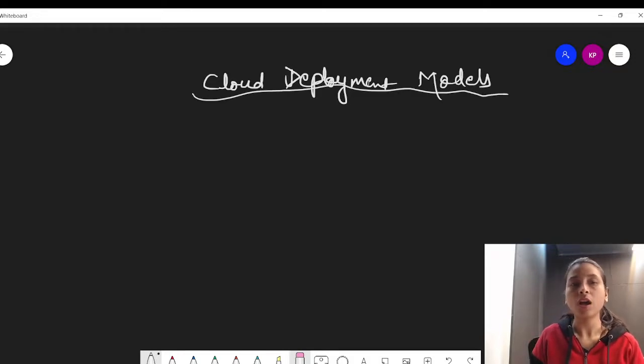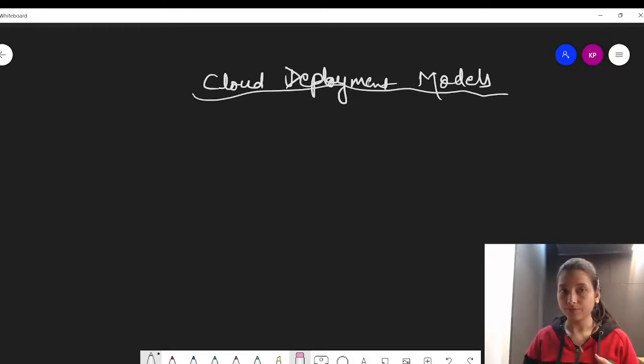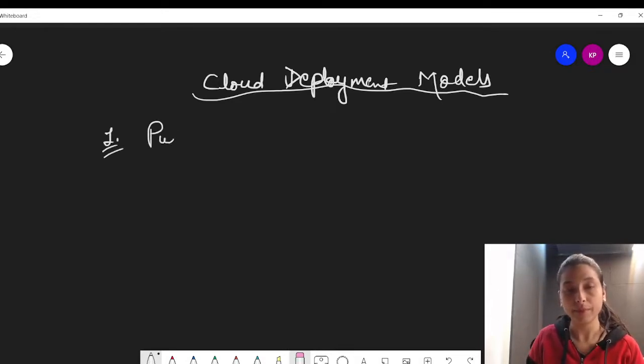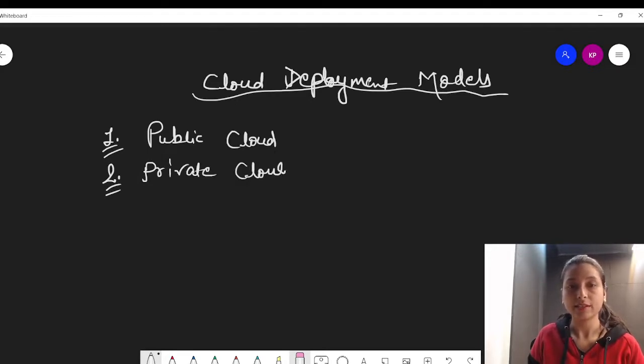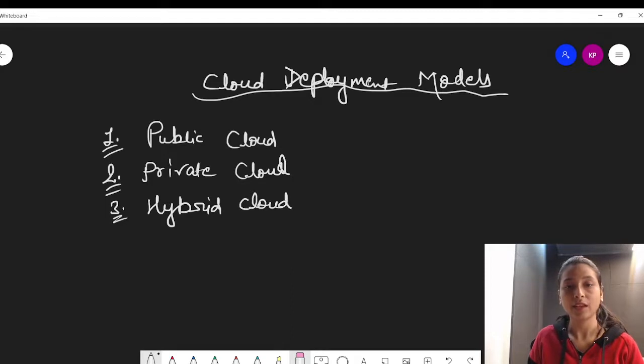First of all, you should know how many types of cloud deployment models there are. There are basically three types of cloud deployment models. The first one is public cloud, the second one is private cloud, and the third one is hybrid cloud. We will be discussing each one of these cloud models in a very detailed manner.